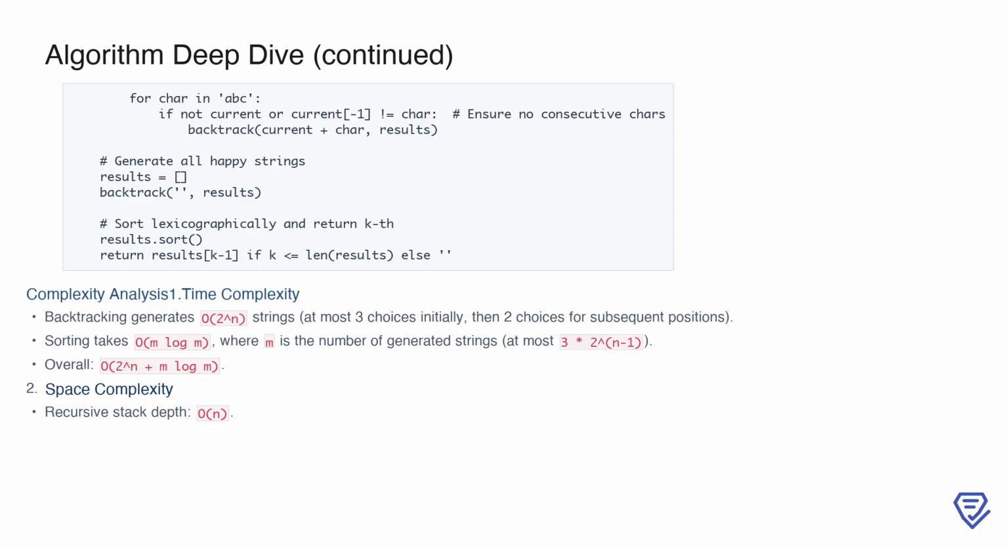After sorting, we check if k is within the bounds of the result list. If it is, we return the kth string. If not, we return an empty string.